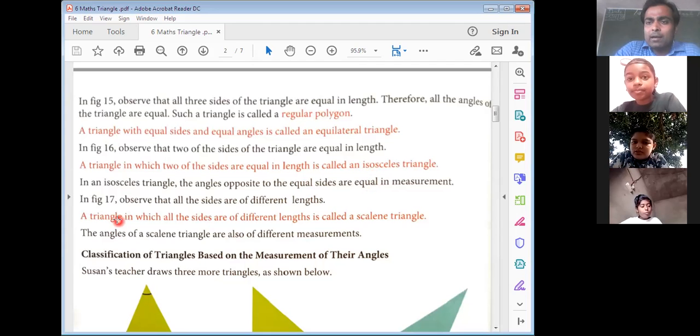The triangle where none of the sides are equal, जिसमें तीनों sides आपका different हो, that type of triangle is known as a scalene triangle. बेटा Scalene. जहाँ पे कोई भी आपके sides equal नहीं होंगे, सारे आपके अलग अलग हैं, तो वो scalene triangle कहलाते हैं. क्या कहलाते हैं? Scalene triangle. Scalene triangle.